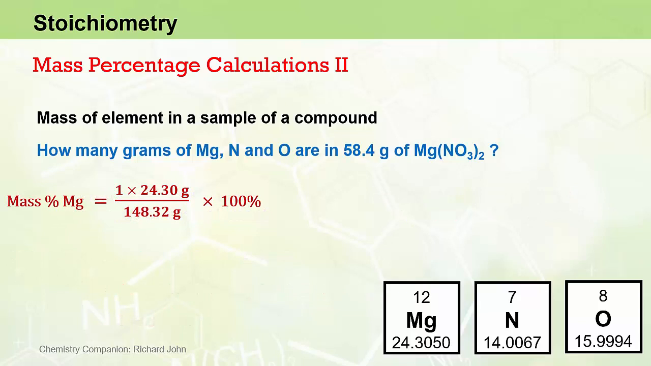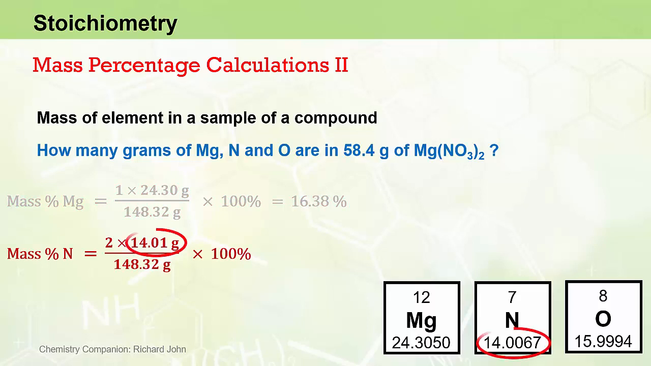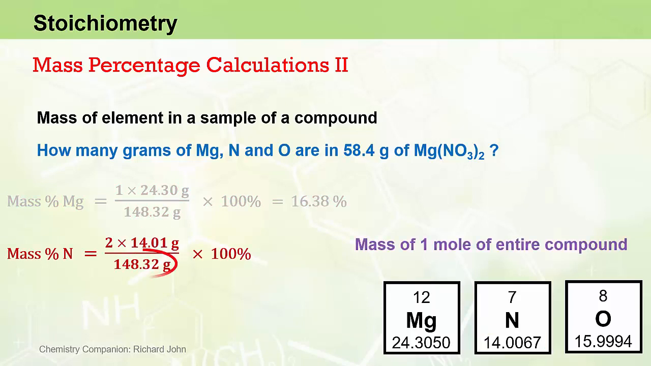The mass percentage for magnesium will be the contribution from magnesium, 1 times 24.30 grams, divided by the total mass of 1 mole of the entire compound. Plugging those values into our calculator, we get 16.38%. The percent mass for nitrogen will be the contribution from nitrogen, 2 times 14.01 grams, divided by 148.32 grams, which is the mass of 1 mole of the entire compound. We put those values into our calculator and we get 18.89%.